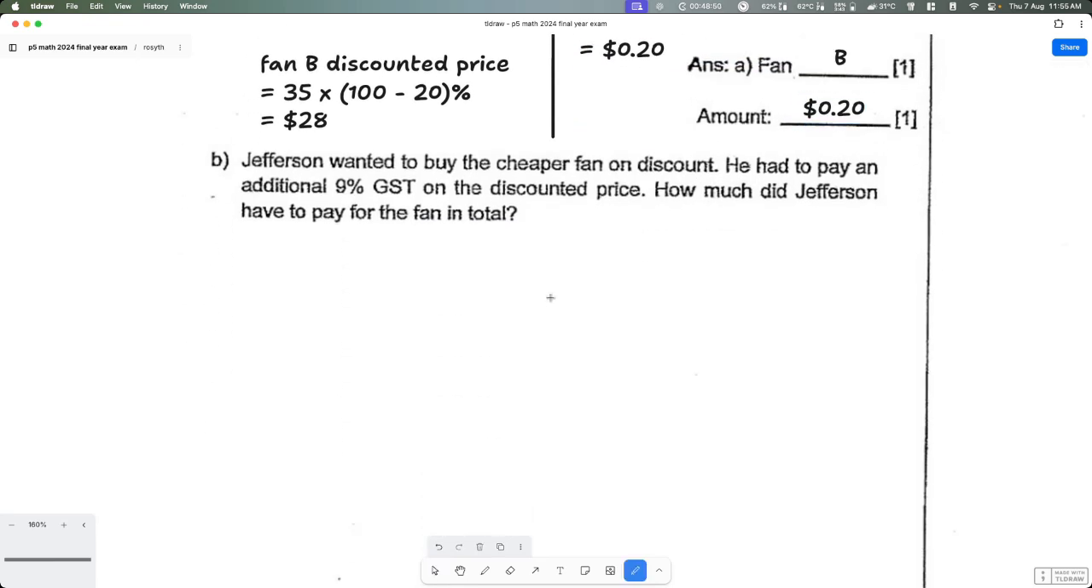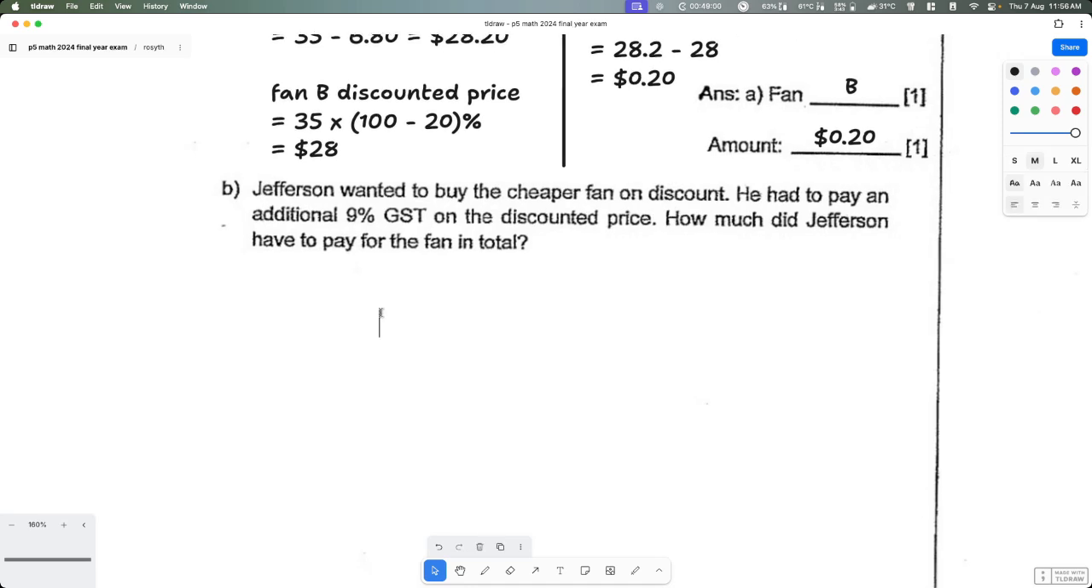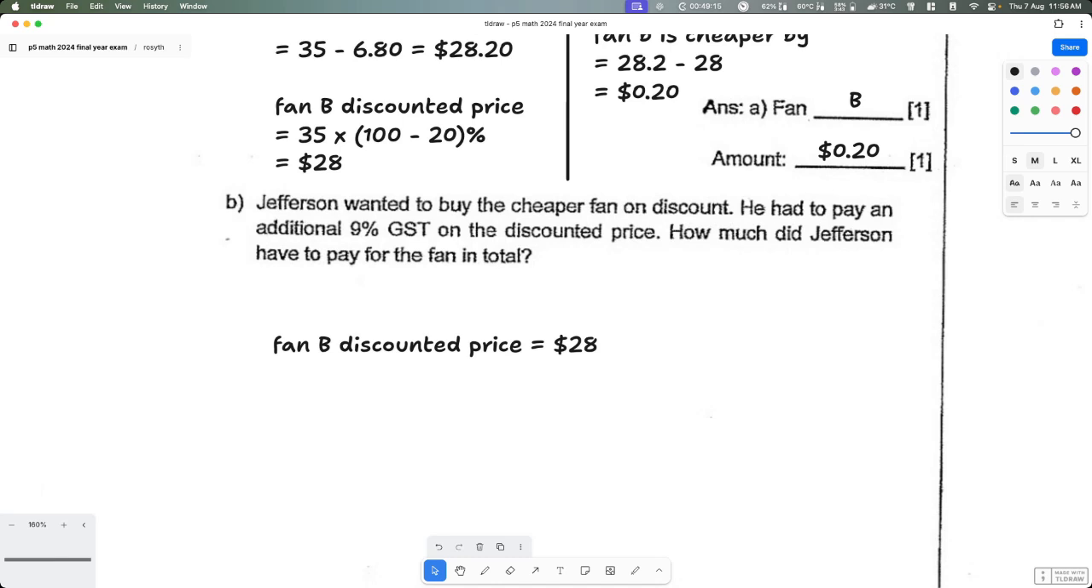Part B. Jefferson wanted to buy the cheaper fan on discount. He had to pay additional 9% on the discounted price. How much did Jefferson have to pay for the fan in total? Okay, so we know fan B is the cheaper fan. Fan B discounted price is equal to $28. Okay, so now to pay for the fan, we need 9%.